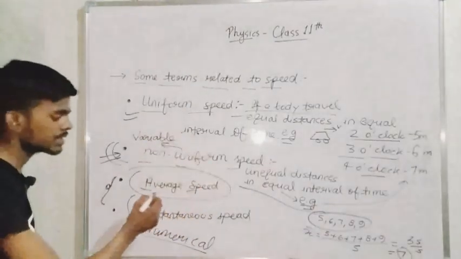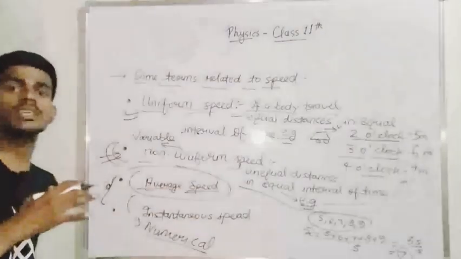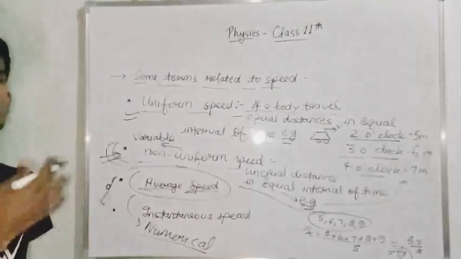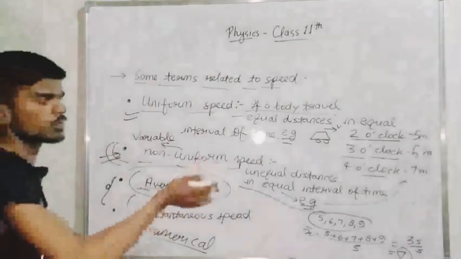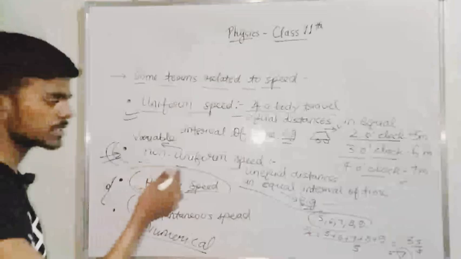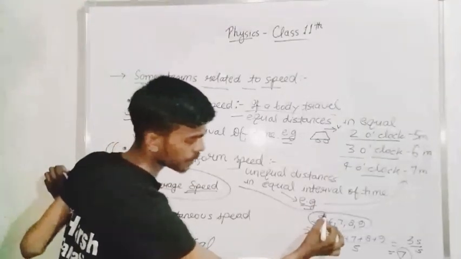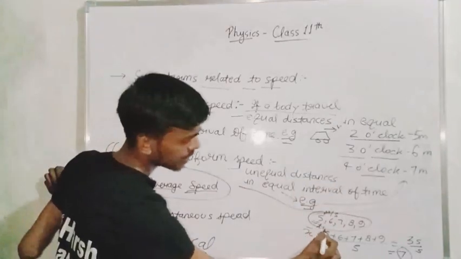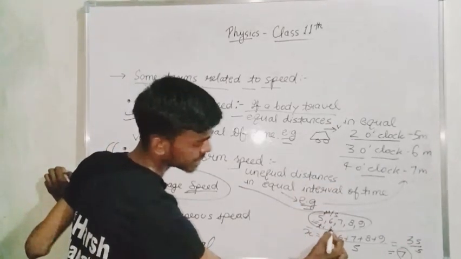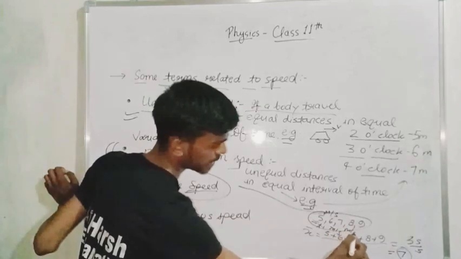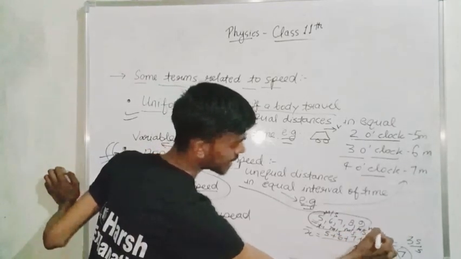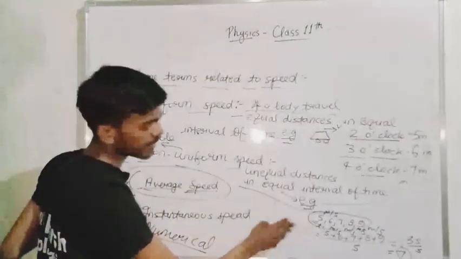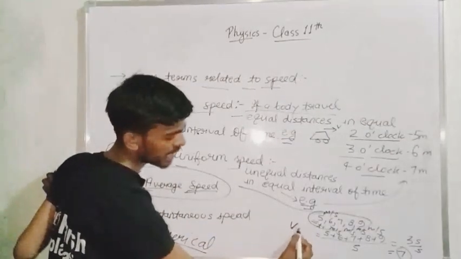And the same thing happens in average speed. Suppose there is a body traveling at various speeds at various intervals of time. At 2 o'clock it is traveling with a different speed. Suppose it is traveling at 5 meters per second, at another time 6 meters per second, then 7 meters per second. Its speeds are given, and suppose we have to find its average speed. Then we denote its average speed with V average.